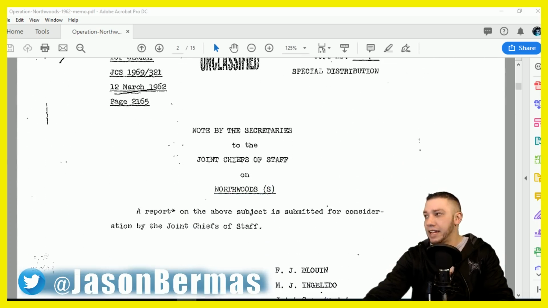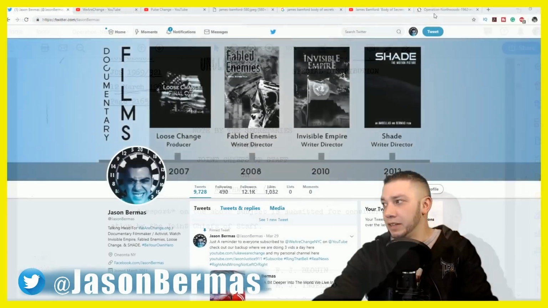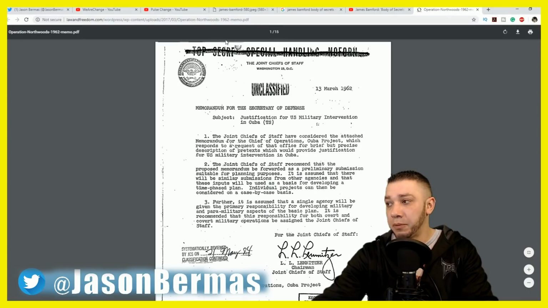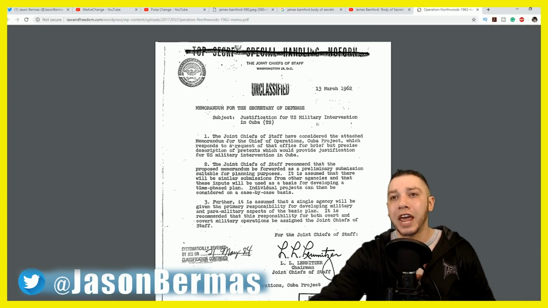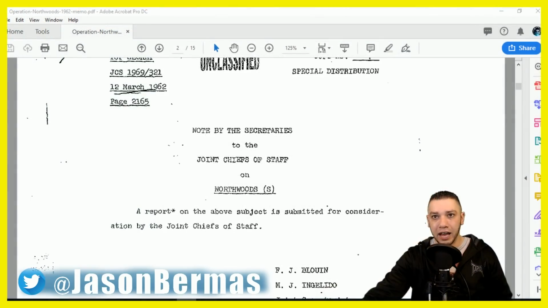By the way, guys, anybody can do a simple Google search of Operation Northwoods PDF, and the memo will come up, and here you go. You can read the entire thing with me, because I want you guys to check it out for yourselves. Don't take my word for it, because I'm sick of people saying things that are not true.